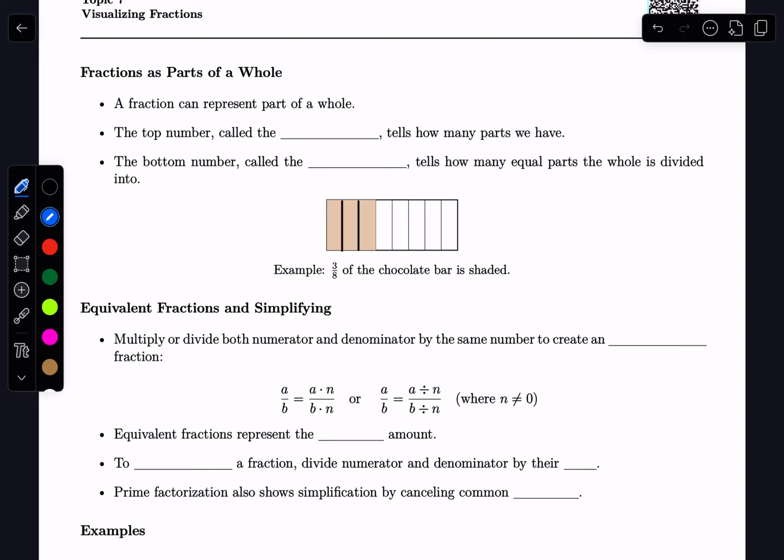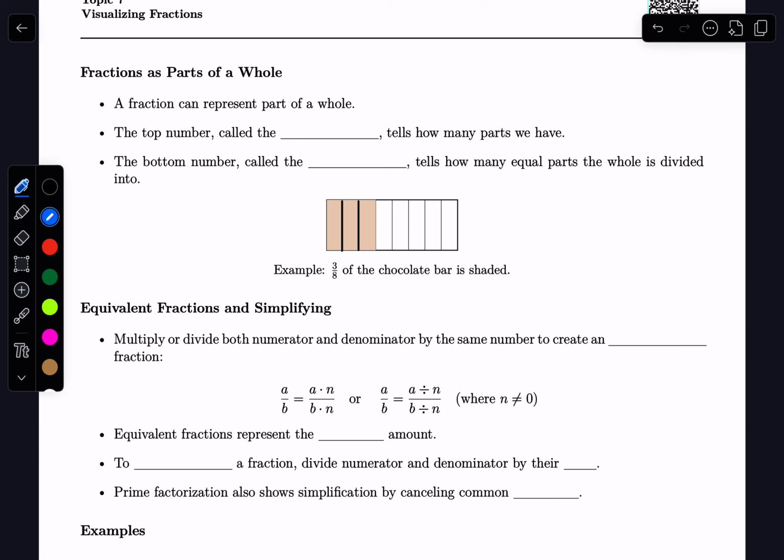So fractions as parts of a whole, we're going to have two different ways to visualize fractions. First, we're going to talk about parts of a whole, and then at the end, we'll talk about ratios and rates. But first, parts of a whole, because this is the most common way to understand a fraction. So a fraction can represent part of a whole, where we divide a whole object into pieces.